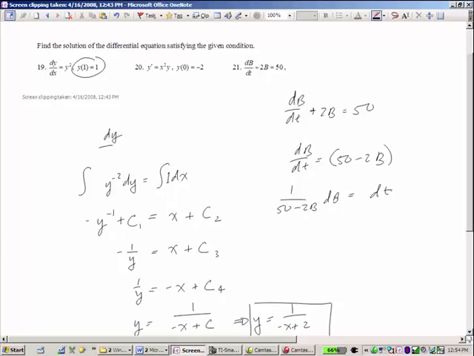Does that make sense, that strategy? Steve? Dom? And now you could actually do this, and I'd be inclined to do the right-hand side and say, oh, that's going to be t plus c.